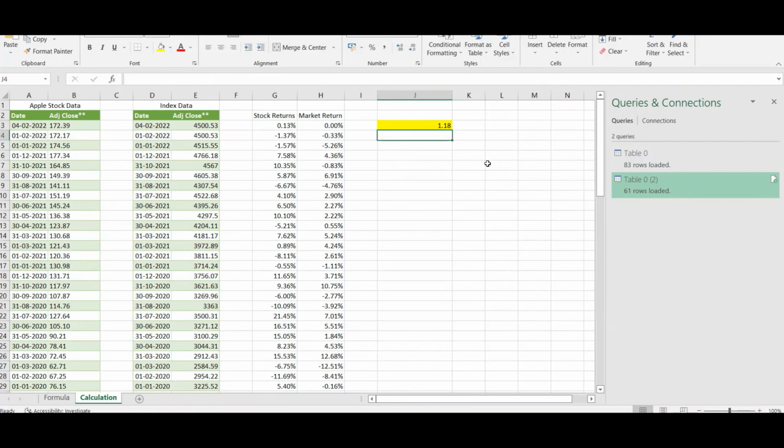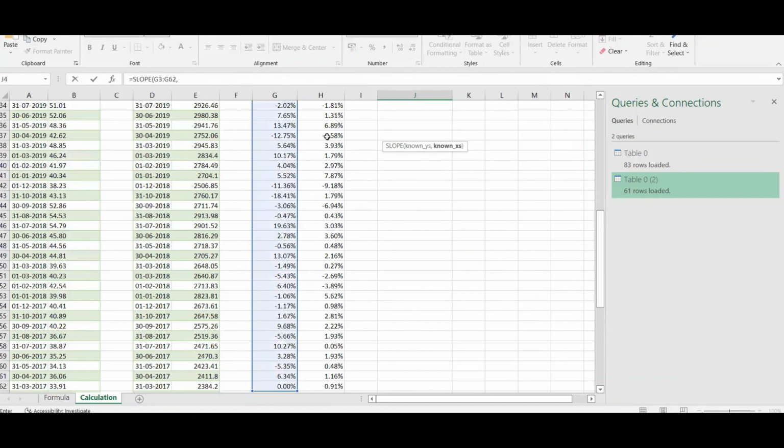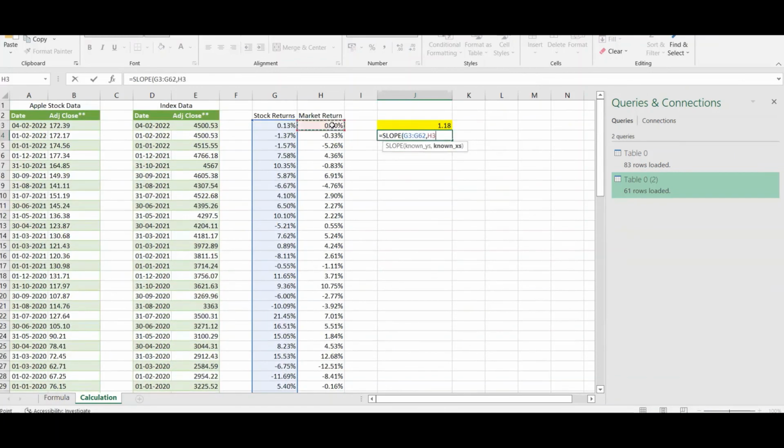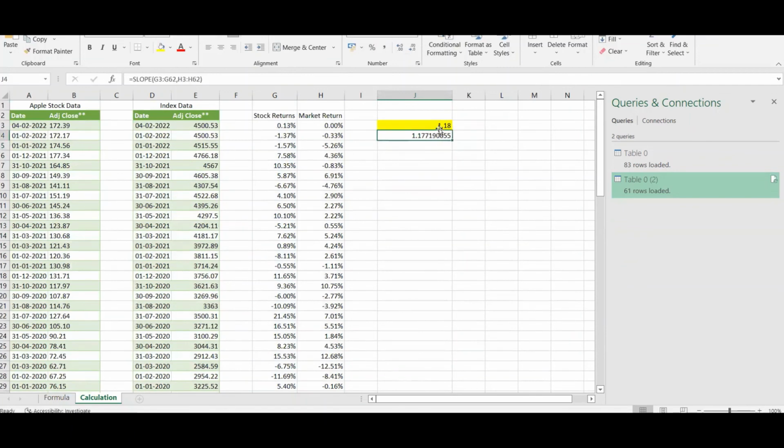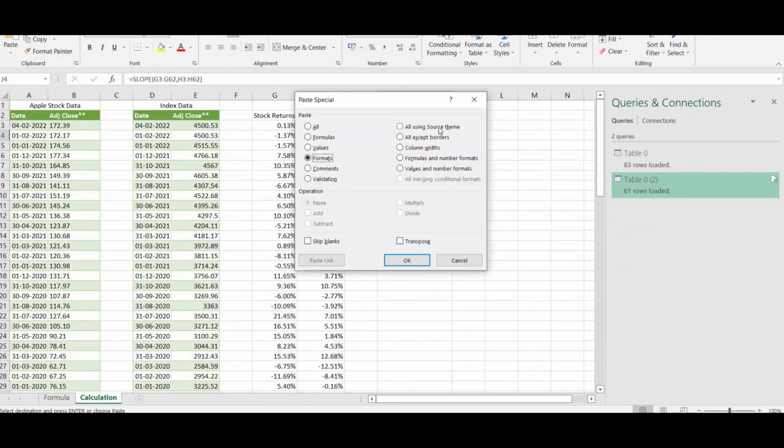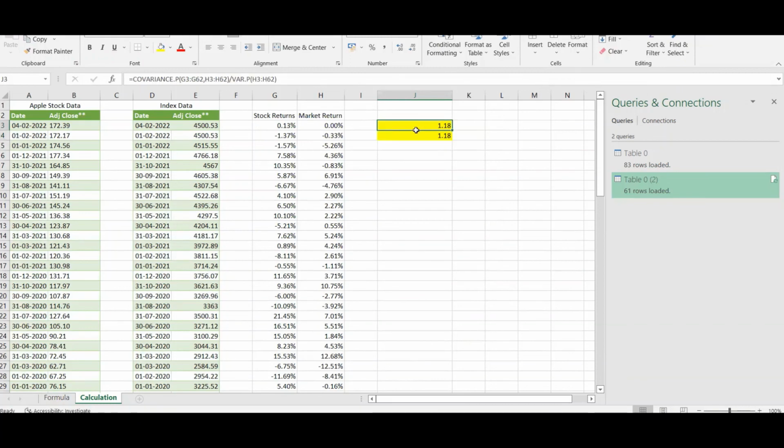Another way is to calculate the beta using the slope function, wherein you are trying to predict the y variable using the change in the market returns. It will give you the same number. Let me convert this into the format. So these are the two essential methods you can use to calculate the beta.